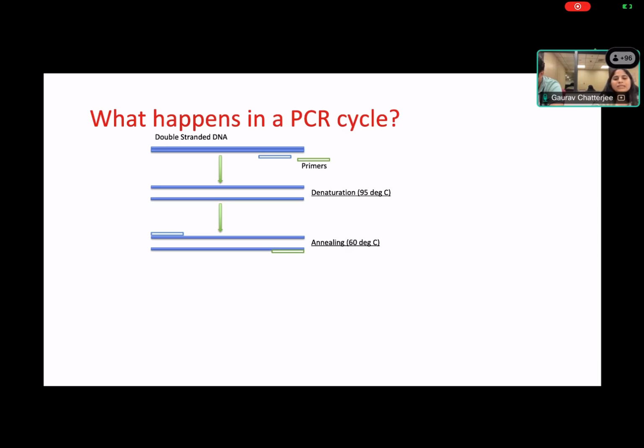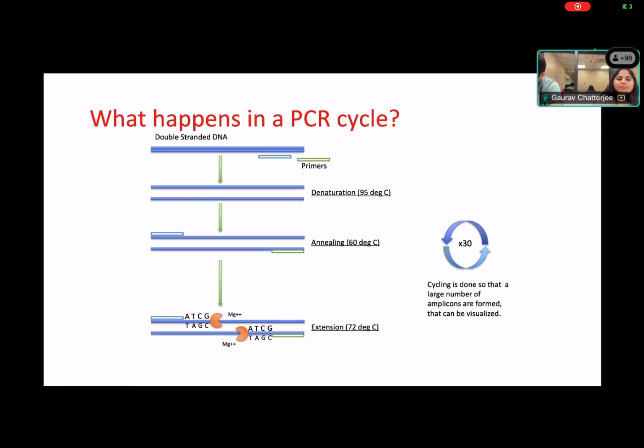And then in the presence of DNA polymerase, extension will happen at a little higher temperature of 72 degrees Celsius, where your DNA polymerase will get activated and add the nucleotides in both directions. So at the end of one cycle of PCR, we will get 2 copies of double-stranded DNA. Similarly, this is repeated for multiple cycles to get millions of copies of DNA.